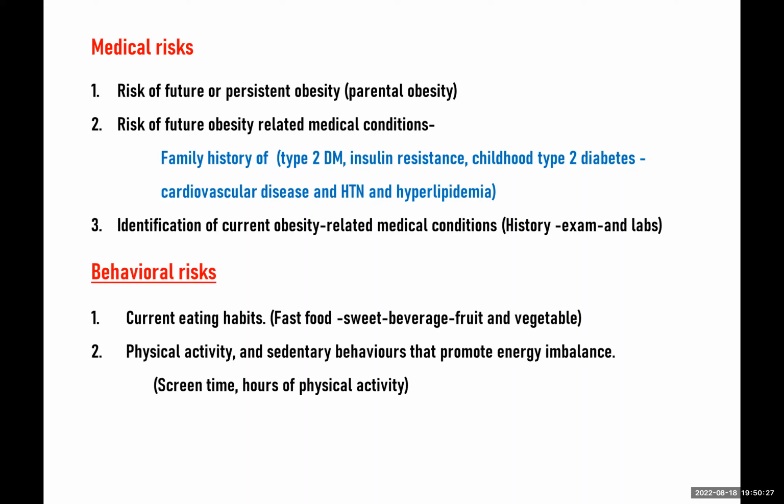What is the behavior risk? For the behavior risk, you have to ask about the current eating habits. By current eating habits, we mean fast food. How many times does this child eat fast food? What about sweet beverages? And what about fruit and vegetables? How many times does he eat fruit? How many times does he eat vegetables? This is very important information, because if you gather it at the beginning, you can give good advice to the parent. Also physical activity and sedentary behaviors that promote energy imbalance.